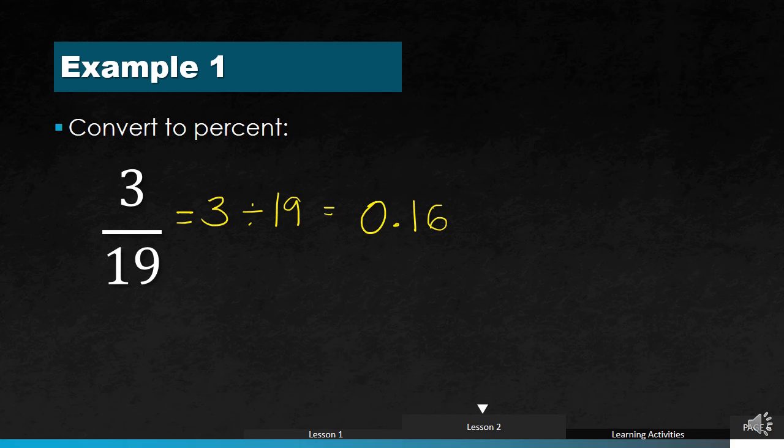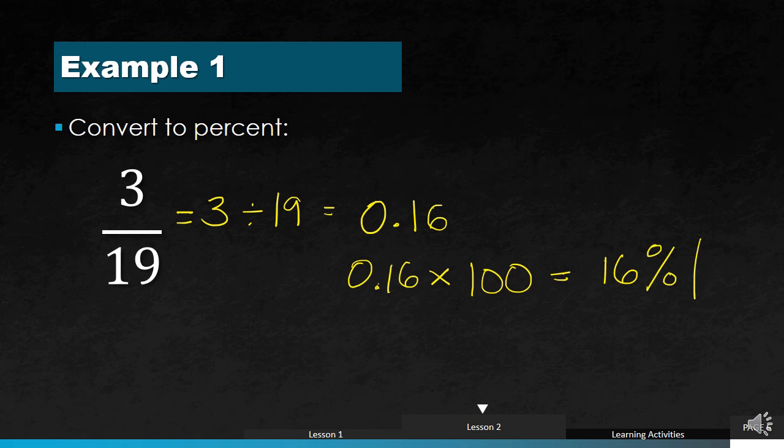So now to convert this into a percent, all you need to do is multiply 0.16 by 100. To convert to percent, you multiply by 100. Therefore, this now becomes 16. And then instead of the 100 here, you change it to a percent sign. So this is 16%.